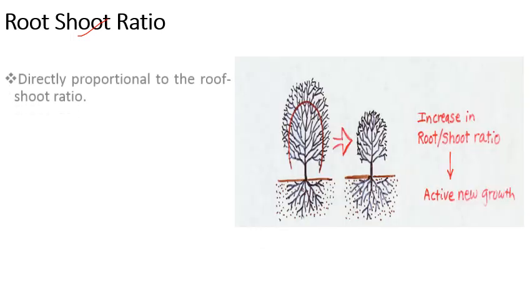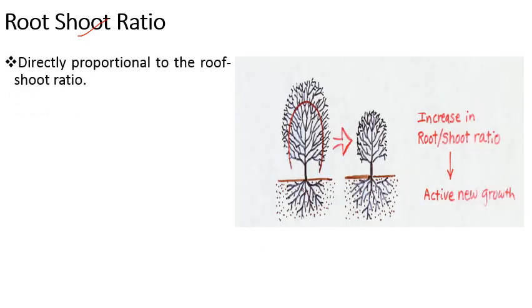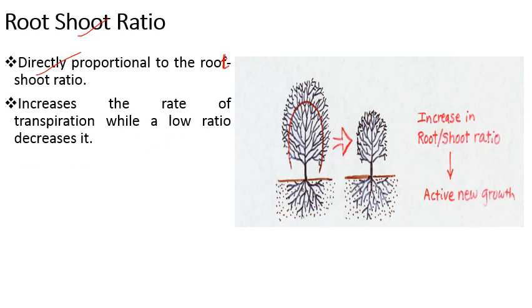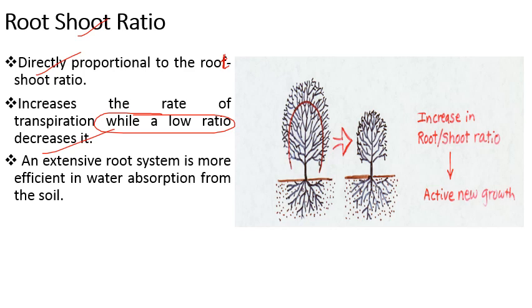Next important factor is root shoot ratio. It is directly proportional to the rate of transpiration. Means जितना ज़्यादा root और shoot का ratio होगा उतना ही ज़्यादा rate of transpiration होगा. A high ratio increases the rate of transpiration while a low ratio decreases it. An extensive root system is more efficient in water absorption from the soil.